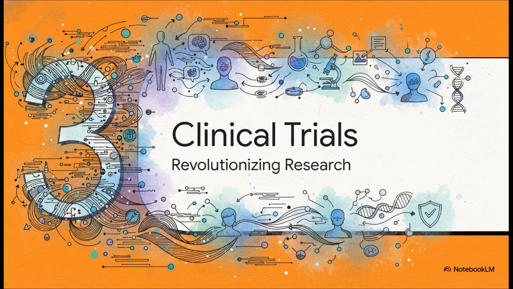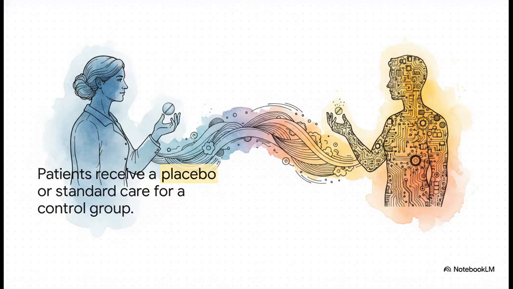Section 3. Clinical trials and revolutionizing research. For decades, we've faced this really cruel ethical dilemma, giving a placebo, or just standard of care, to severely ill patients solely to establish a control group. But with digital twins, we're moving towards something called a synthetic control arm. Instead of recruiting real patients to take a placebo, we use their digital twins to simulate exactly how they would have responded to standard care. This means more real patients actually get the experimental, potentially life-saving treatment.